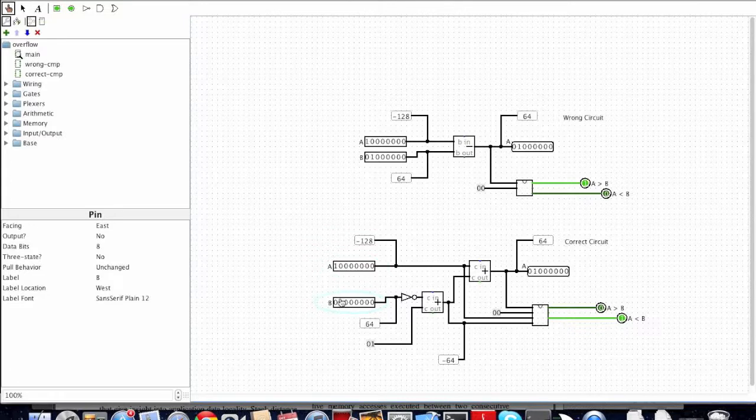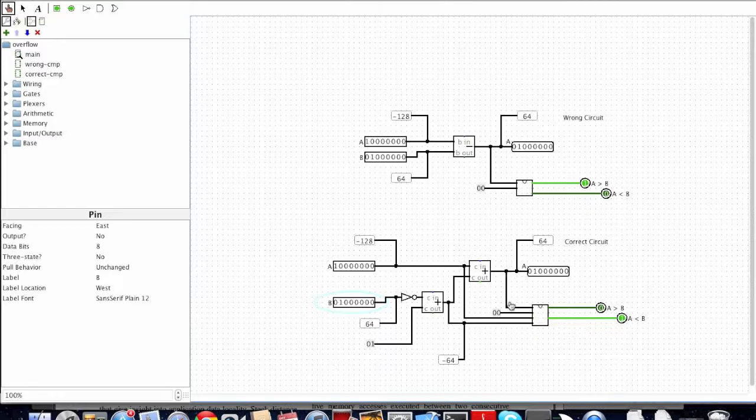So now you see that when you compare minus 128 with 64, you get the right result, that is A is smaller than B, despite the fact that the result of the adder or the subtraction is still the same as was in the previous case. But the difference here is that both the inputs are being taken into account in the logic that determines the result of the comparison.